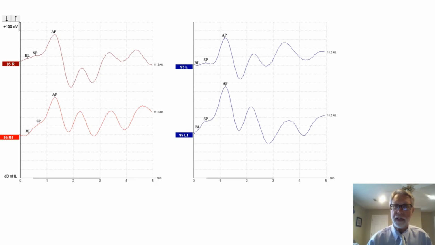These are just some that I did on myself, on my right ear and my left ear. And you can see how good it is while I'm just sitting there. Sometimes I'm having a conversation with somebody while I'm doing this, but I have a clear summing potential and action potential. And I even have a little bit of high frequency sensorineural hearing loss, believe it or not.